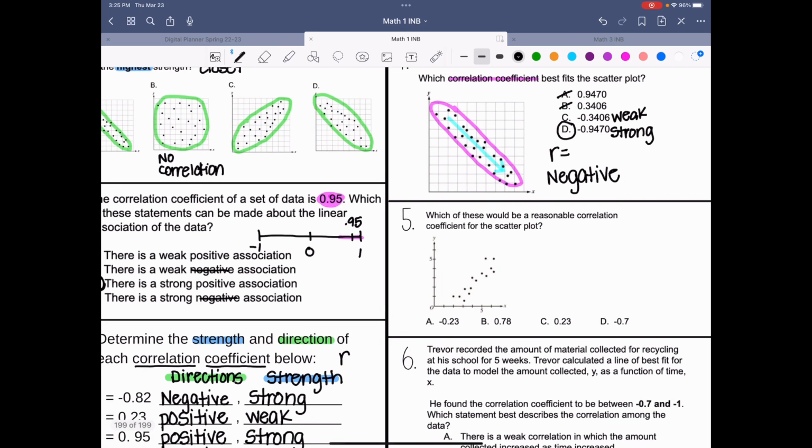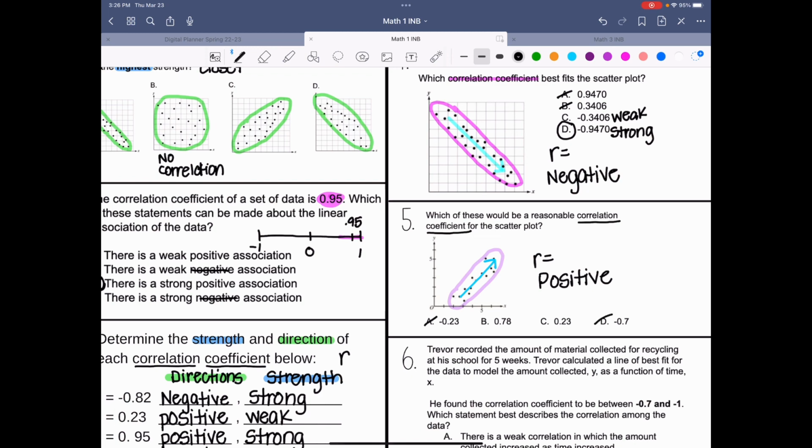All right, very similar. If I'm looking at number 5, I have this clustered together. These are clustered together in a pretty nice pattern, and it's going up. So since this is going up, I would be able to say that this is positive. So my R value here, because it says which one would be a reasonable correlation coefficient, it would have to be positive. So I'm going to get rid of my negatives.